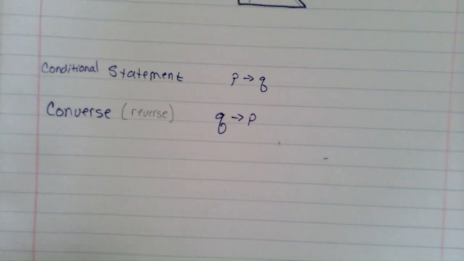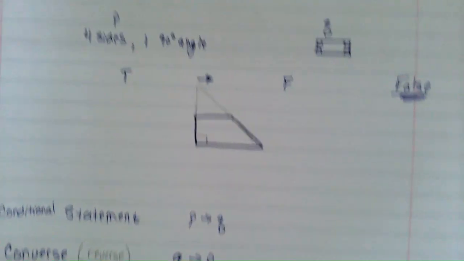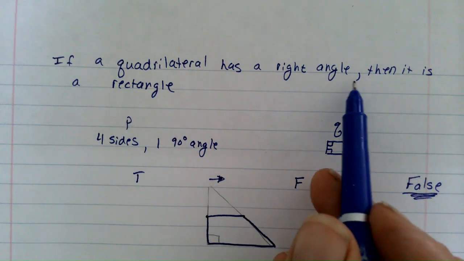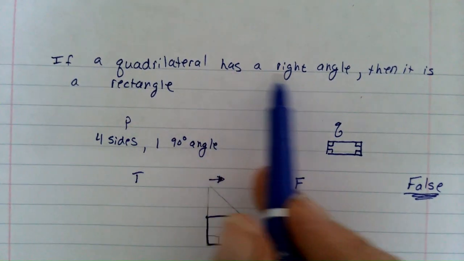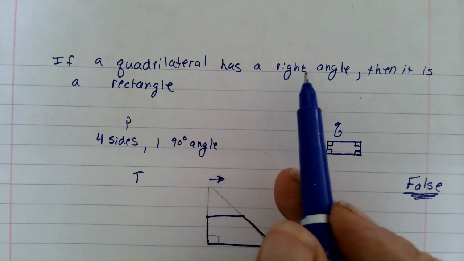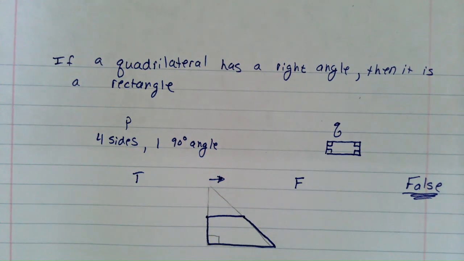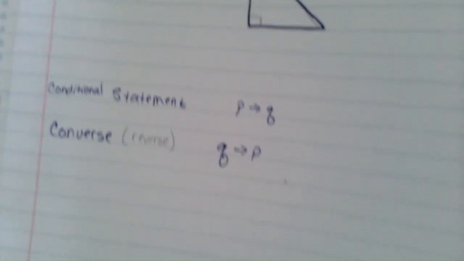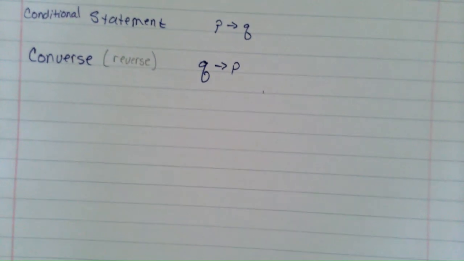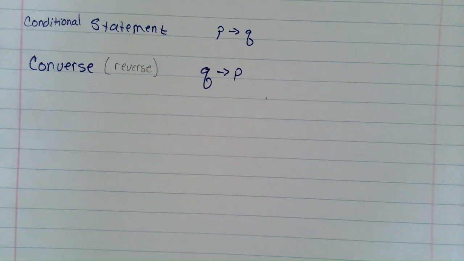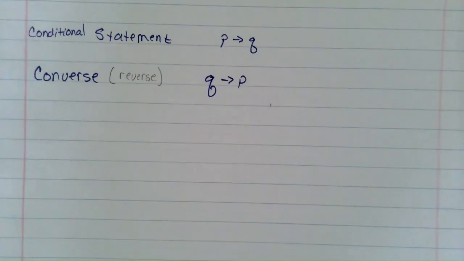Let's come back up here. If it is a rectangle, then it is a quadrilateral with a right angle. Yeah, in fact, it has 4 right angles, right? Okay. If I bring an umbrella, then it rained. If I clean my room, then I go to the game. So see how that's reversing all those statements.